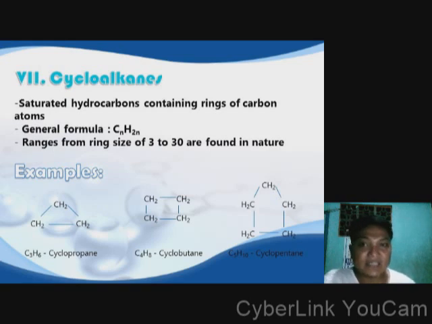Guys, tandaan ha, CnH2n, para siyang alkene. Okay, but here is your cycloalkane. For example, C3H6. So, pag sinabing C3H6, that is your cyclopropane. Sir, bakit cyclopropane? Kasi, ayan o, 1, 2, 3. Para siyang triangle. So, pag 4 na carbon, of course, that is your cyclobutane. Pag 5, of course, that is your cyclopentane. Okay? Pansinin ha.